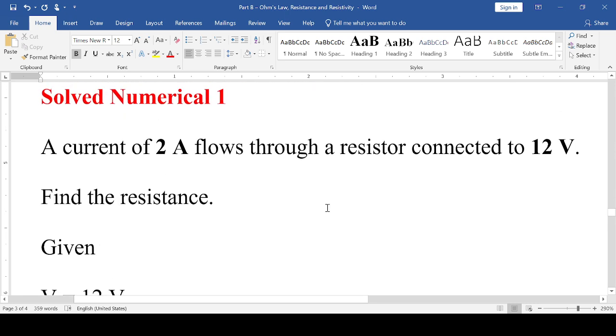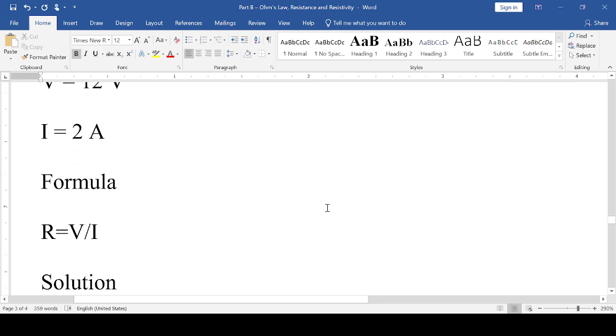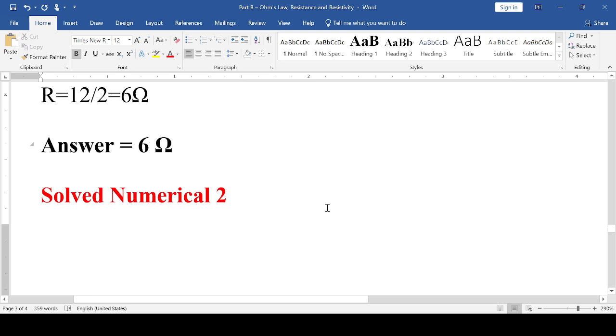Here is one solved numerical. A current of 2 amperes is flowing through a resistor connected to 12 volts. You need to find the resistance. So V equal to 12 volts, I equal to 2 amperes. The formula from Ohm's law is R equal to V over I. Just put the values. That is the reason, students, we need to write the given. R equal to 12 over 2. The answer will be 6 ohms.